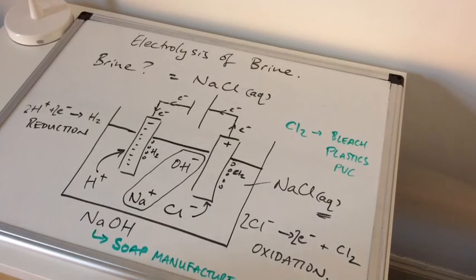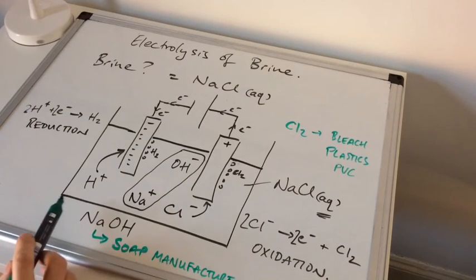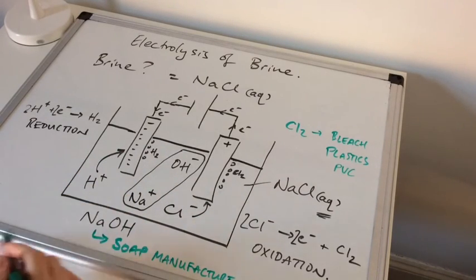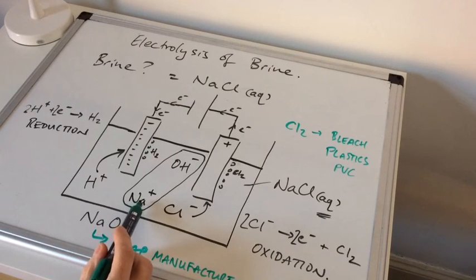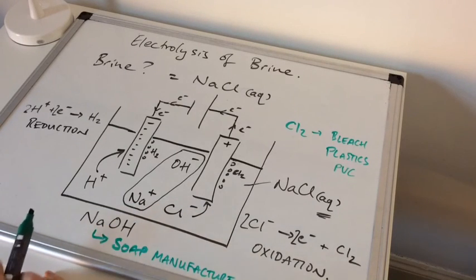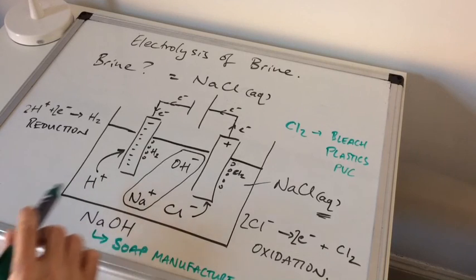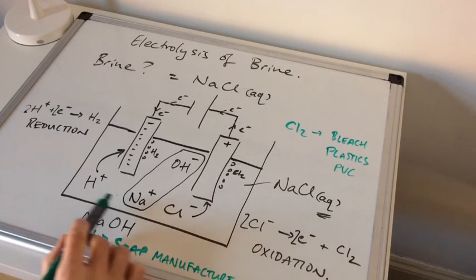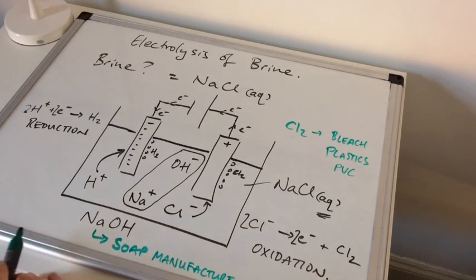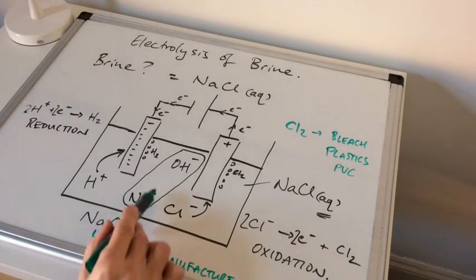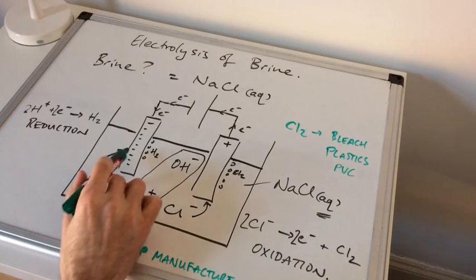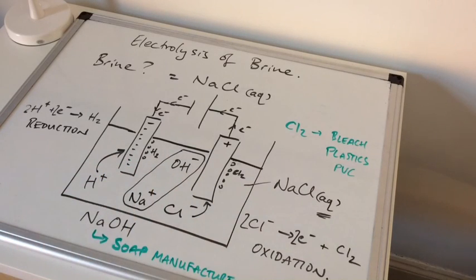One last thing to point out is you might be wondering why the hydrogen ion goes to the negative electrode in preference to the sodium ion, and that's down to the relative reactivities of these two substances. Sodium is more reactive than hydrogen, and therefore sodium prefers to stay as its ion, and that's why the hydrogen ion goes to the negative electrode.